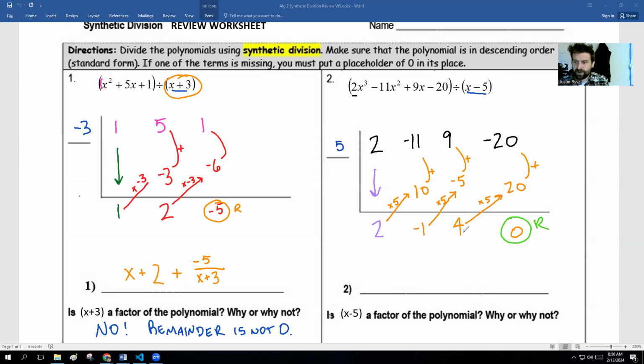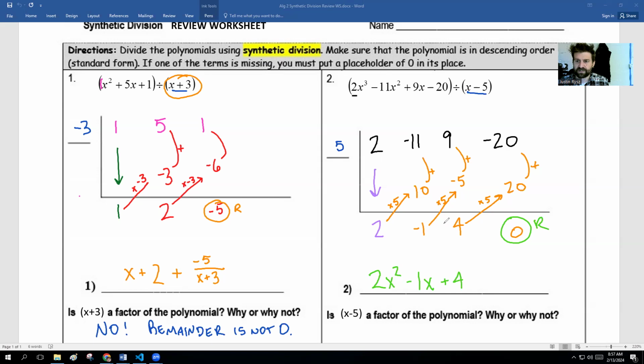What does this 2, -1, 4, 0 mean? So this 2 is the beginning of our answer, a polynomial. We got 2, but not x cubed. We divided it, so now it's x squared. Then we have -1x, and then we have 4.